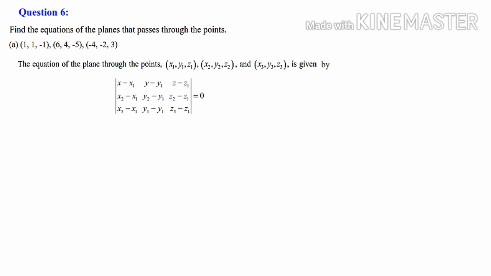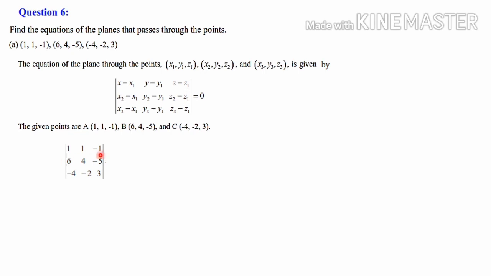For that, we have already learned we have to take the determinant form of these 3 points. That is, we consider the points as A, B and C. Then we have to find the determinant value, that is 1, 1, minus 1 we write in the first row. Next 6, 4, minus 5 we write in the second row. Minus 4, minus 2, 3 we write in the third row. If this determinant value is 0, then these 3 points are collinear. Then we cannot use this formula. If this determinant value is non-zero, then only we can substitute in this equation.